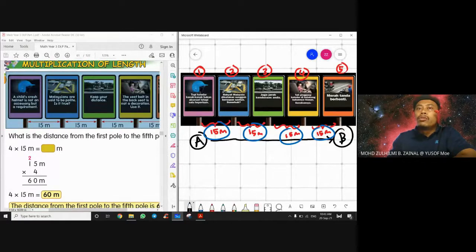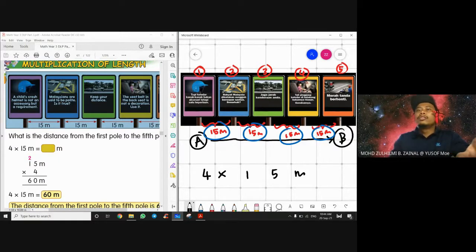So what should you do? Dia bagi soalan, dia bagi dah 4 times 15. Okay, 4 times 15. Mana dapat 4 times 15 tu? 4 tu yang ni lah. Okay, ni 1, 2, 3, 4. 4 tu daripada sini. Bukan daripada pole. So times 15.